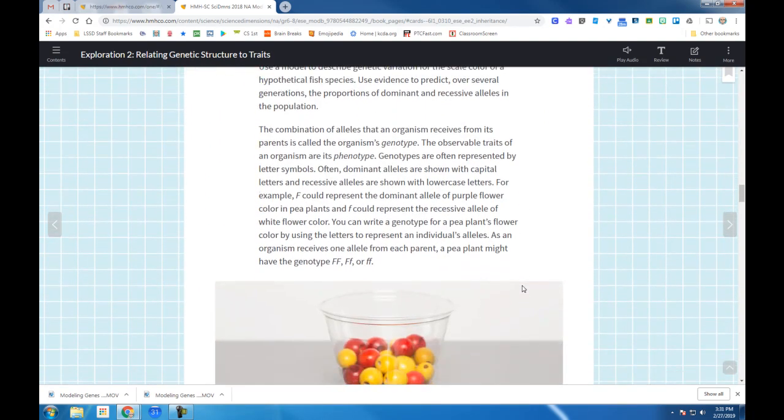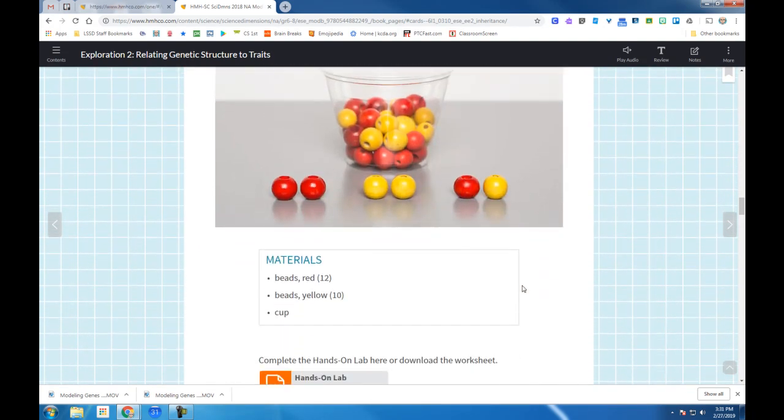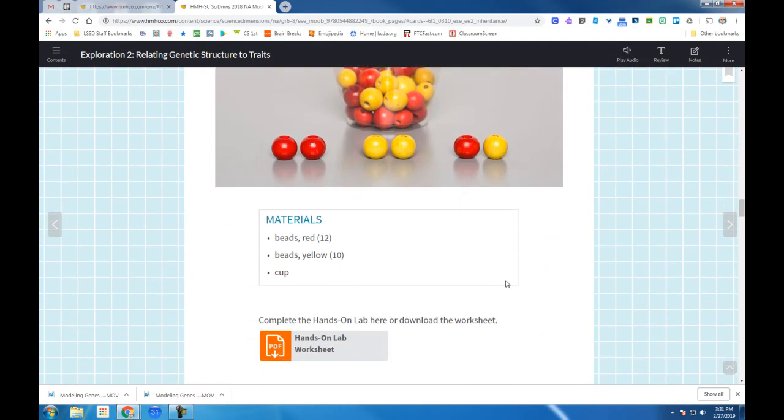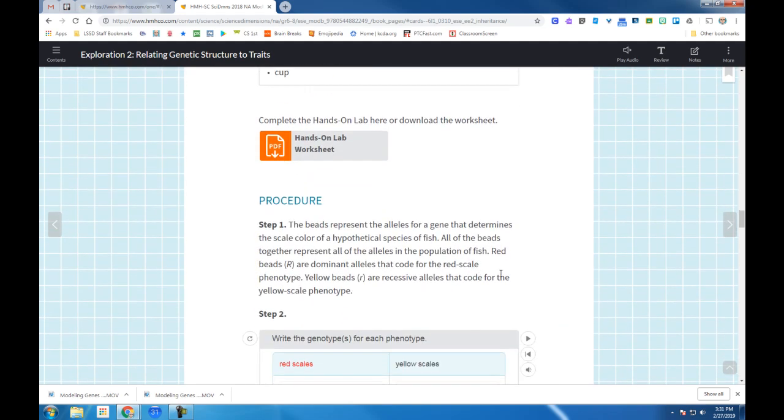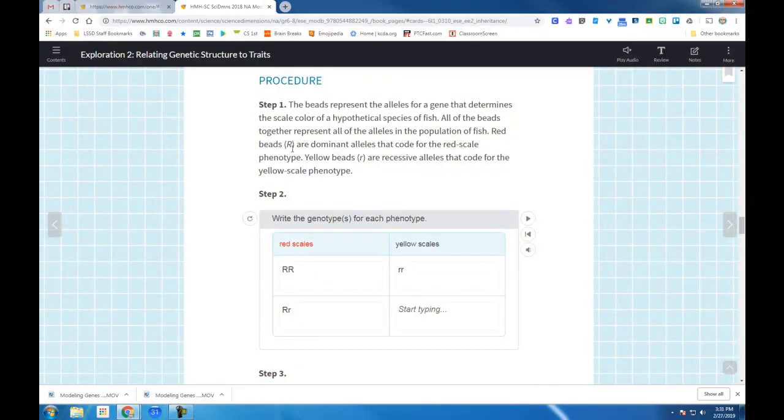So as you follow this procedure, you're going to need to get these materials. In the photo online, you see some wooden beans. We have plastic beads. But you need 12 red, 10 yellow in a cup of some sort. You could actually do this at home with some other materials if you want. Some things to point out: a big R means red, so red is dominant, and little r is yellow. It's the recessive trait. Nature just made it that way in this case.